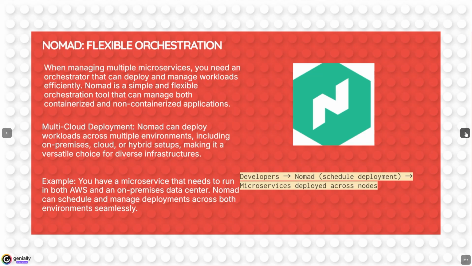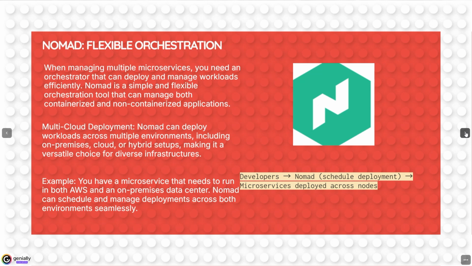Next topic is Nomad. When managing multiple microservices, you need an orchestrator that can deploy and manage workloads efficiently. Nomad is a simple and flexible orchestration tool that can manage both containerized and non-containerized applications.